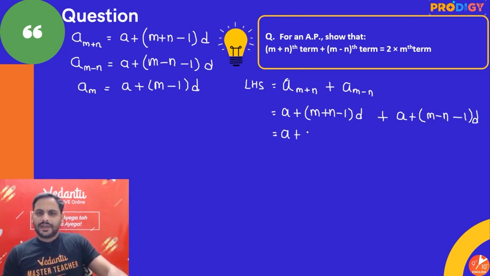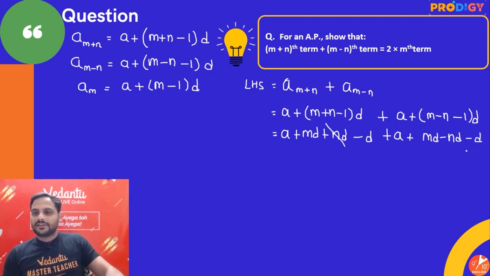A plus m into d is md, n into d is nd, d into minus 1 is minus d, plus a, m into d is md, n into d with minus is minus nd, and d into minus 1 is minus d. Plus nd minus nd got cancelled. Now a plus a is 2a, md plus md is 2md, and minus d minus d is minus 2d.